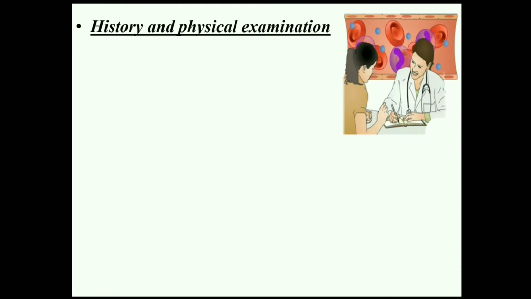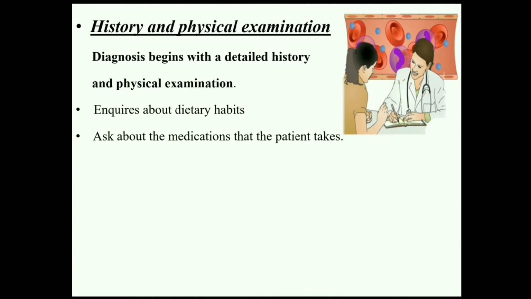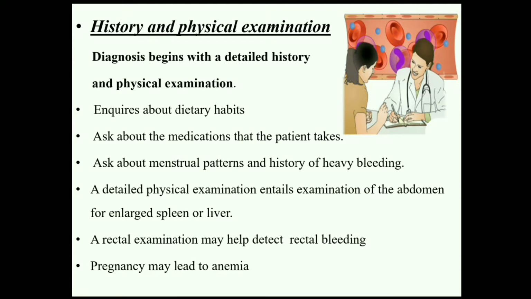History and physical examination. Diagnosis begins with a detailed history and physical examination. Those examinations are inquiry about dietary habits, asking about the medications that the patient takes, and asking about menstrual patterns and history of heavy bleeding. A detailed physical examination entails examination of the abdomen for enlarged spleen or liver. A rectal examination may help detect rectal bleeding. Pregnancy may lead to anemia.